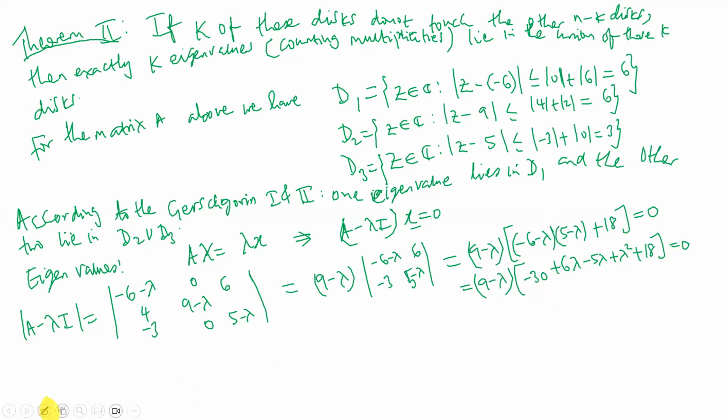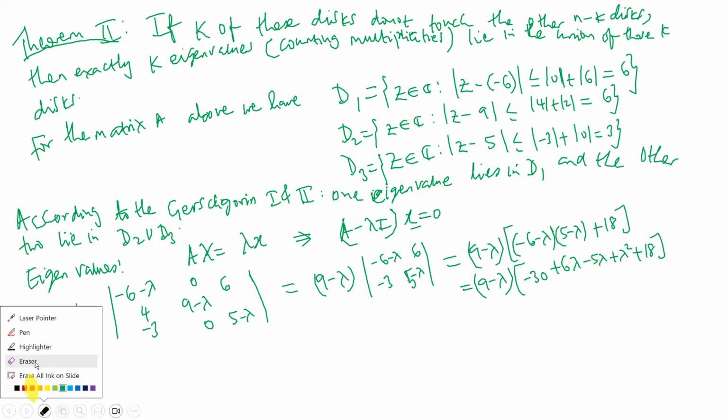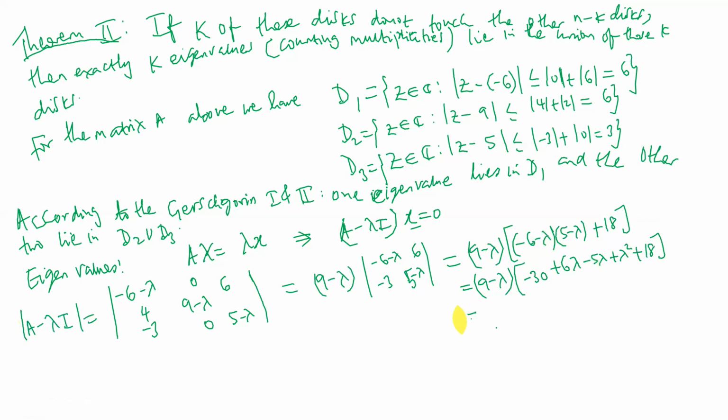We might not even say equal to 0 yet. So you can just go on that way. Right, so we have this. We continue. This is the same as 9 minus lambda into lambda squared, just grouping like terms, plus lambda minus 12.